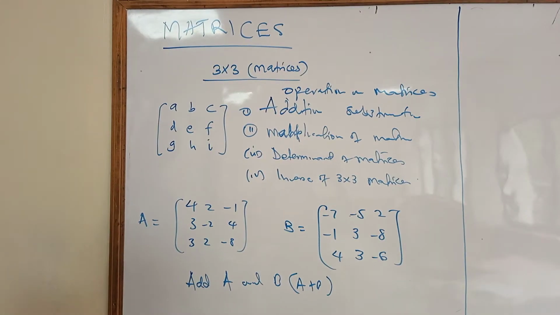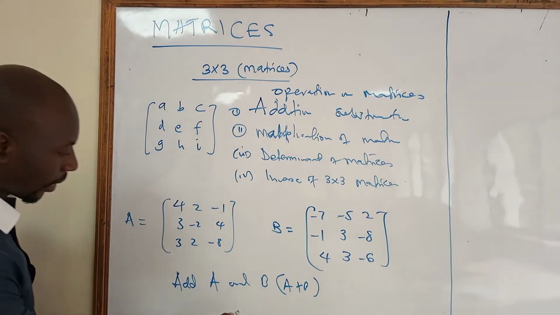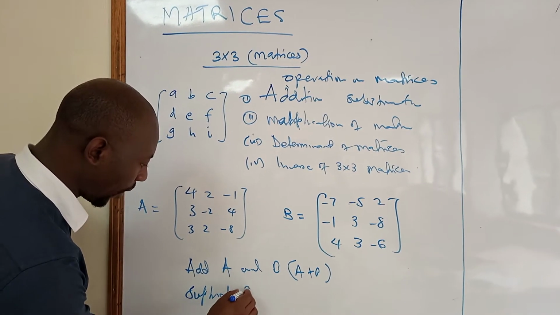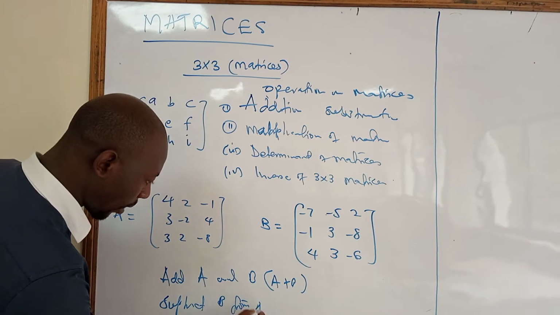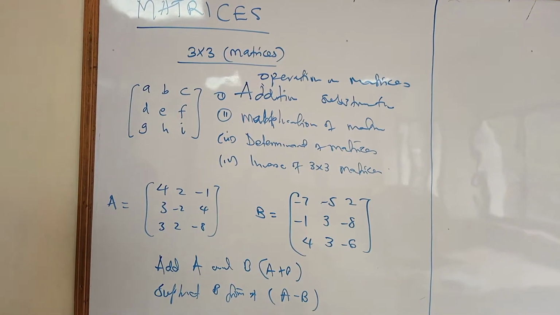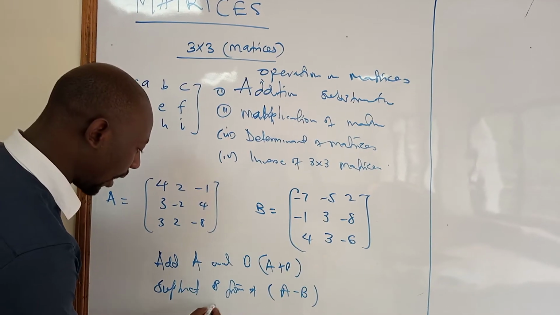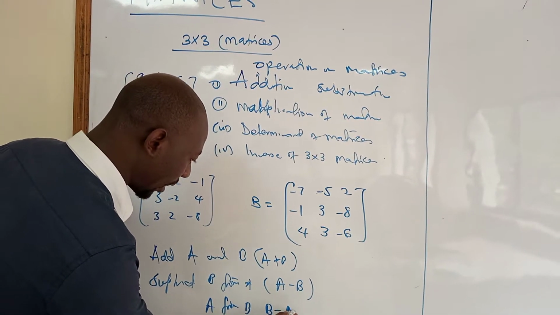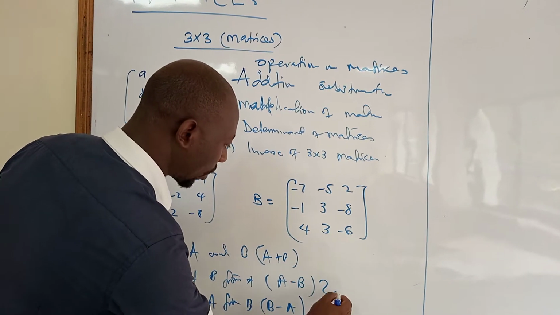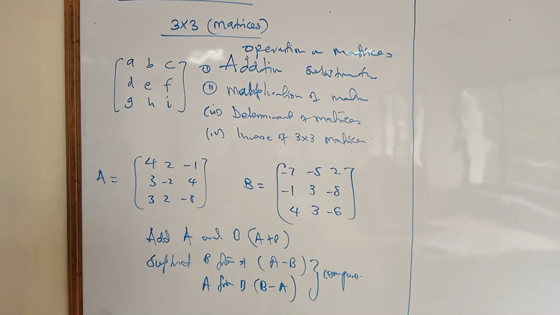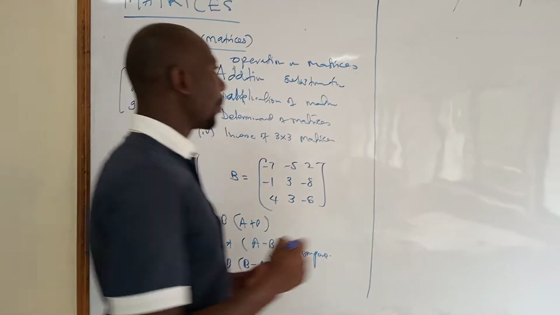Number 2, you are told to subtract B from A, that is A minus B. Also get the reverse, that is A from B, that is B minus A. Then compare these two, and you shall make a conclusion as our first operation. So let's do the first one, that is A plus B.